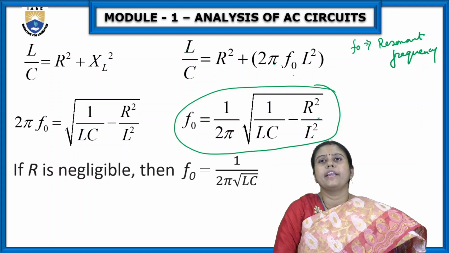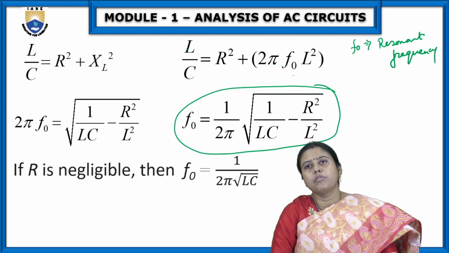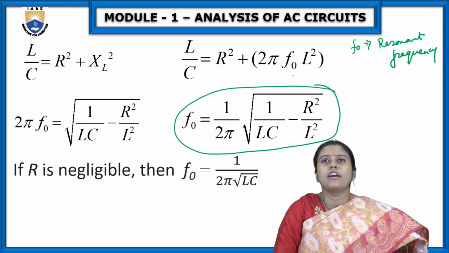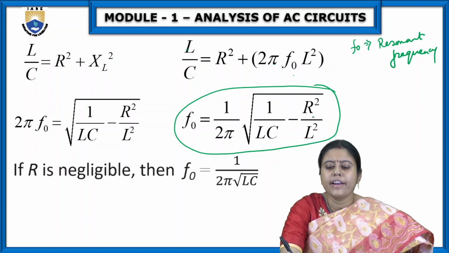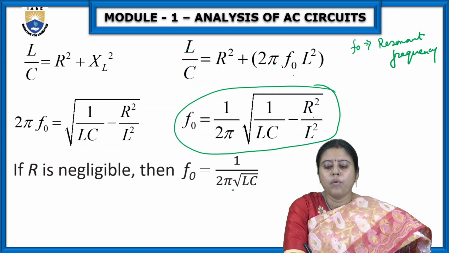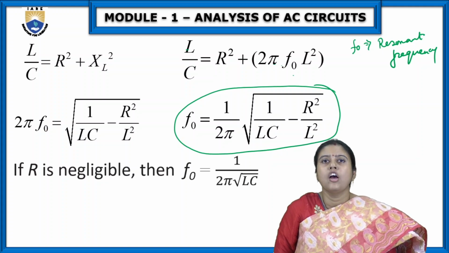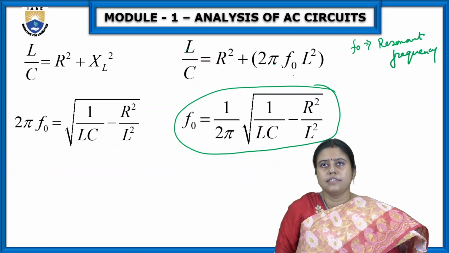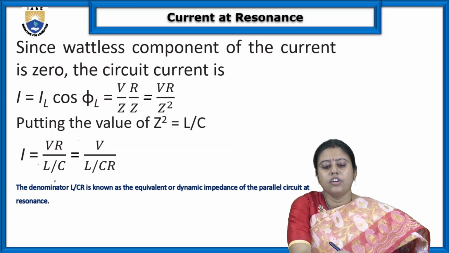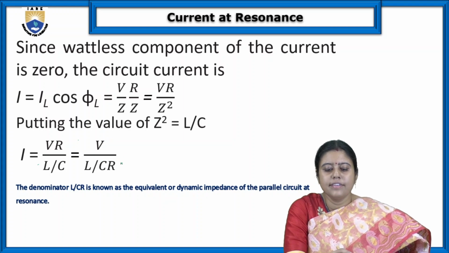Now what will happen if it is a pure inductive circuit? Pure inductive circuit is not possible in the practical case, but if the R value is very small or R is negligible, we can write 1 by root of LC, which is our basic equation of the resonant frequency. So what is the current in that case? The current V by R is equal to Z, and we get V is equal to L by CR.